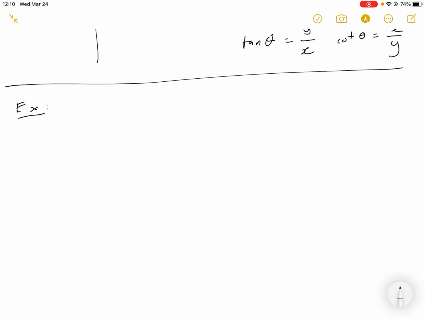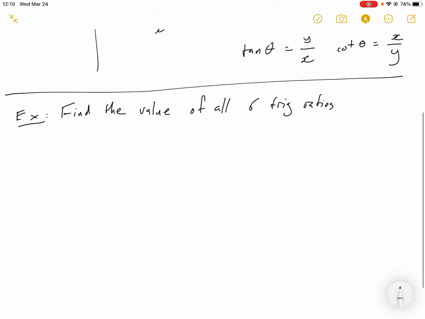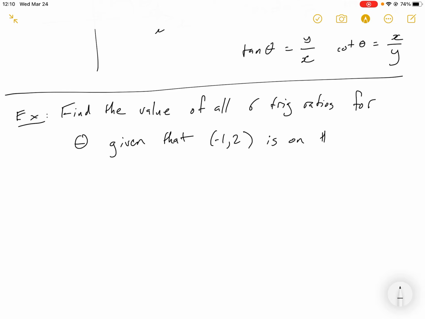Okay. So what I want to do to start off with is find the value of all 6 trig ratios, or functions, right? So this is sine, cosine, etc. For some angle theta, given that the point -1, 2 is on the terminal side of theta.